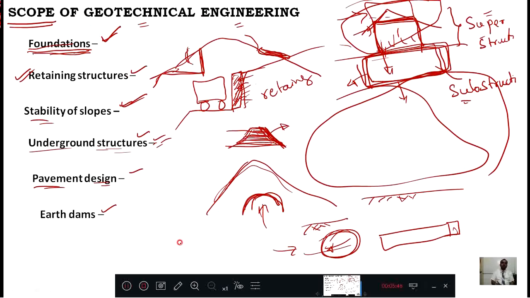structure, geotechnical engineering. Pavement means what? The road, you know already. Okay, this is a road. But this road will be resting on the earth. This is the earth, and this is called a pavement. Okay, this is the pavement.